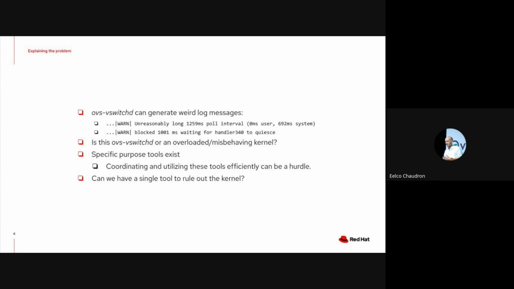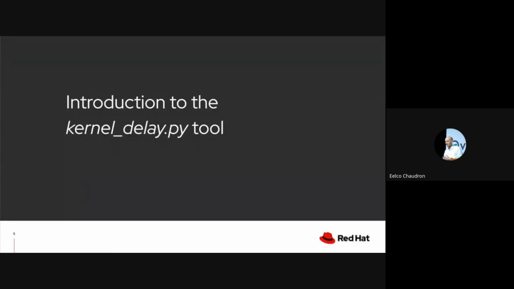There are some specific tools out there that you could use, but they're not really coordinated, and it's an effort trying to figure out what tool to use at which time. So it would be better to have a single tool to rule them all. This is why I came up with the kernel_delay.py tool that should be able to do all you need in a single place. I probably should have added a question mark at the end of the tool name, but this is not really delaying the kernel, it's just a tool to measure the delay introduced by the kernel.